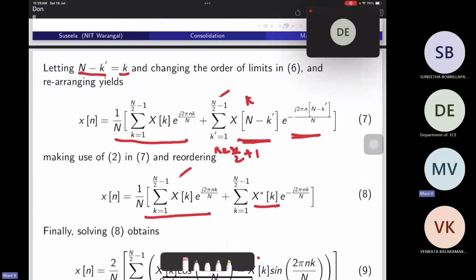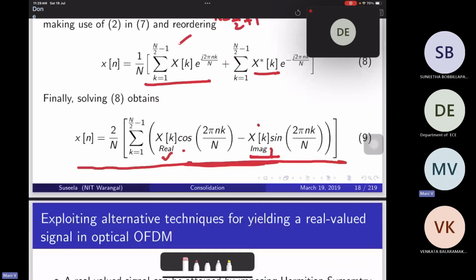so just simple mathematics, you see, what you are learning in your signals and systems. So using those simple mathematics, if you open exponential formats, we are obtaining a signal like this. Look at the signal. X of k is your data symbol, and it is multiplied by cos 2 pi nk by N, minus X of k multiplied by sine 2 pi nk by N. There is no j sign.